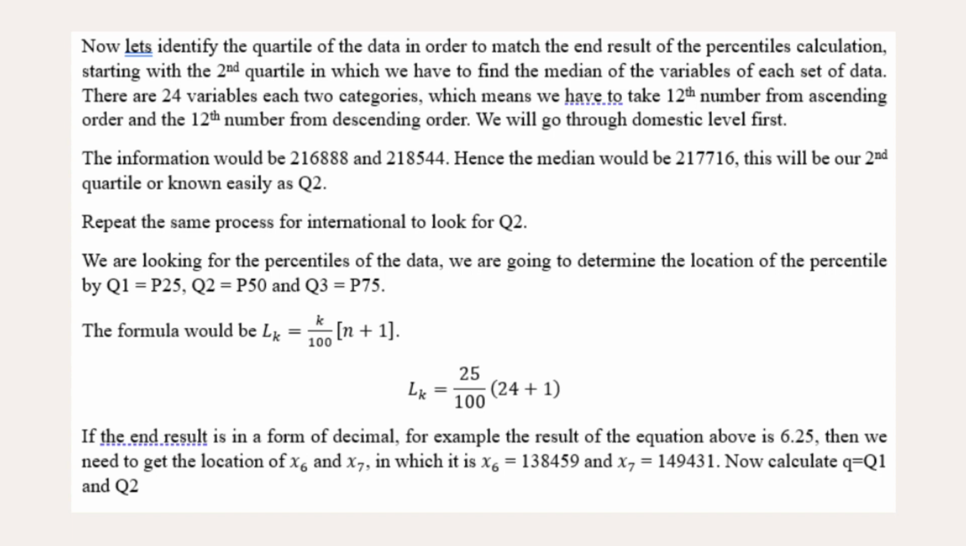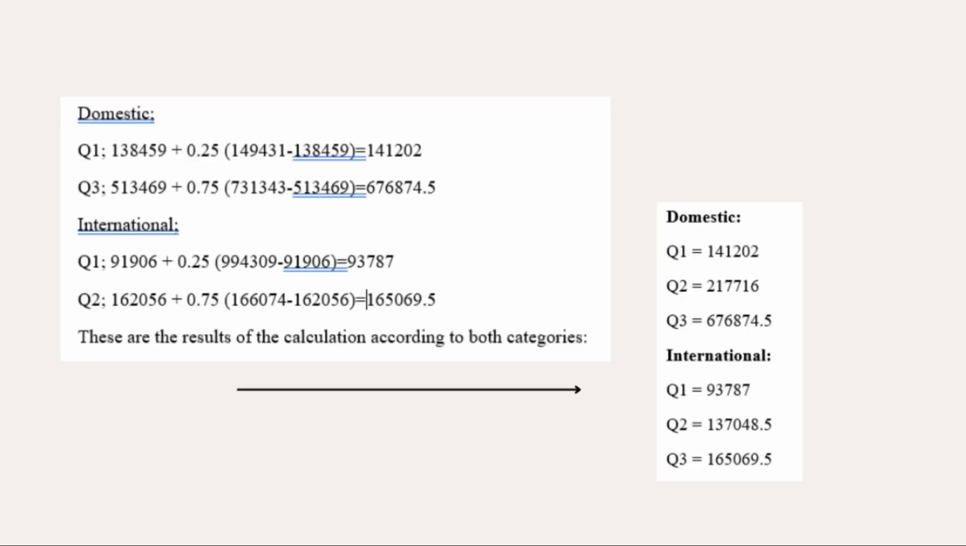And then we will look for the Q1 and Q3 by using the formula L_k equals k over 100 times (n plus 1). k means percentile and n means sample size. These are the results of the calculation for both domestic and international, and the right box will be the completed set of the whole quartile for domestic and international.